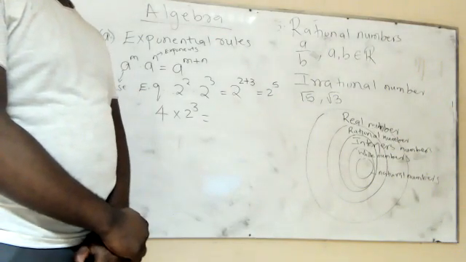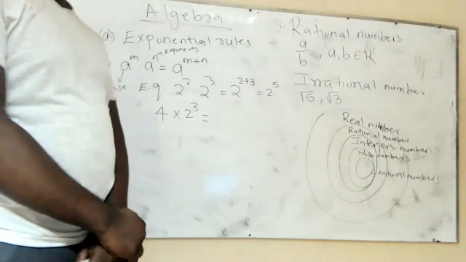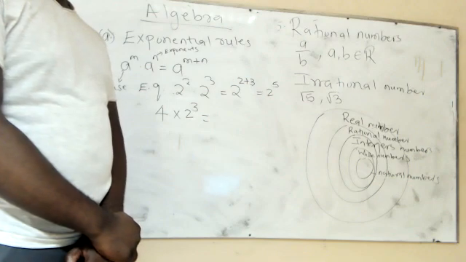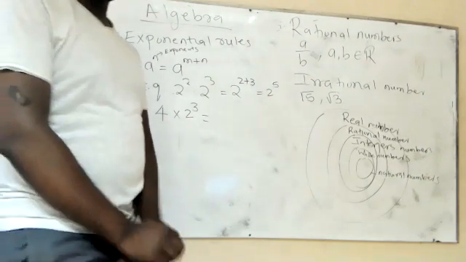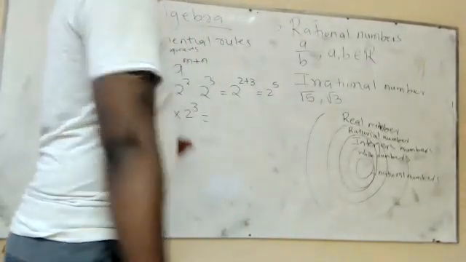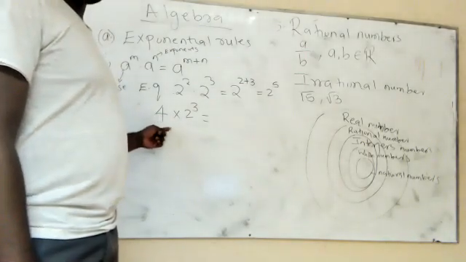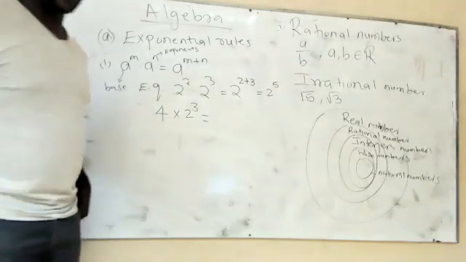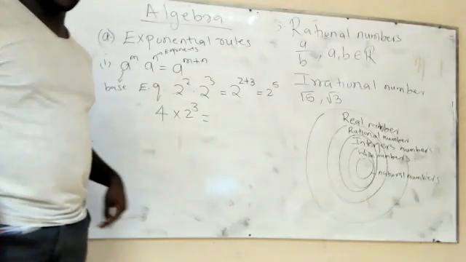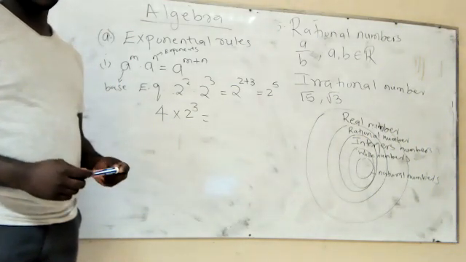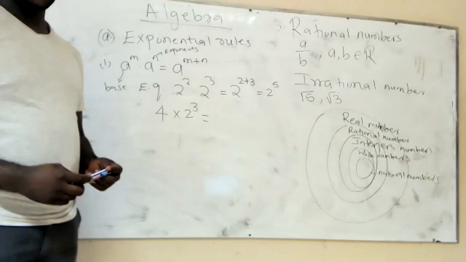Don't forget to unmute yourself, because I can't hear you. Rufuno, what do you think will be the answer for this question? 4 multiplied by 2 to the power 3. What will be the answer of that question? Number. Oh, you are back.